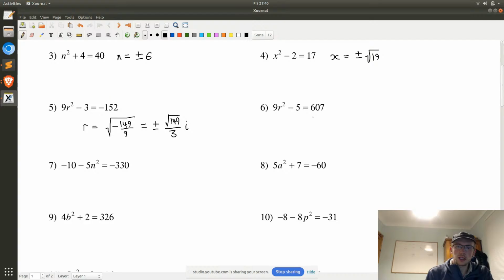Add 5 to both sides, you'll get 612. 612 divided by 9. Okay, divide by 3, you get 204. And divide that by 3. You get 68. So r squared equals 68.